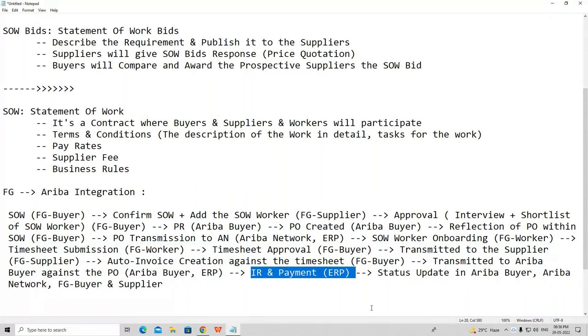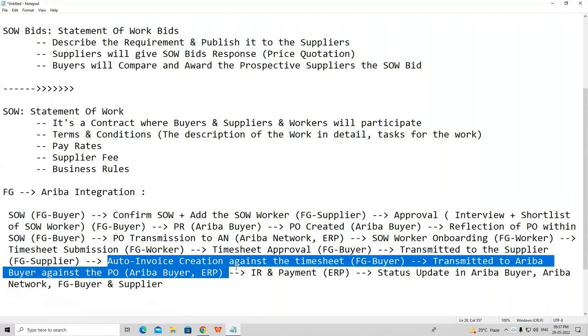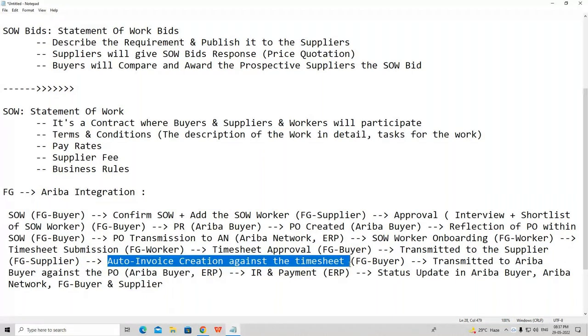And even if you do a two-way check, please don't think the invoice will be created wrongly. Why? Because the invoice is getting created on the approved timesheet. It's not being done manually. So even if you're doing a two-way check, everything will fall in place. Even if the worker submits the wrong timesheet, it will get rejected. The invoice is getting created automatically, against the approved timesheet. So there won't be any issue.